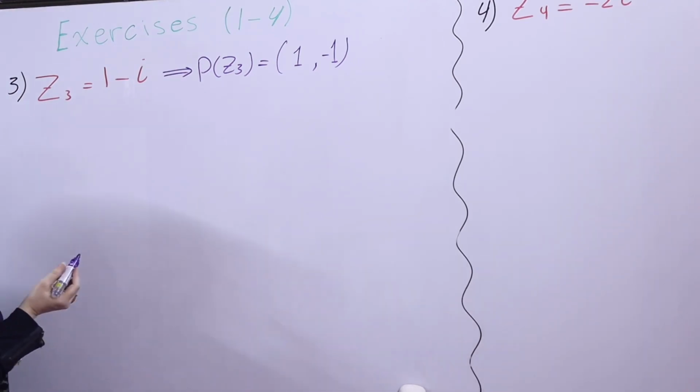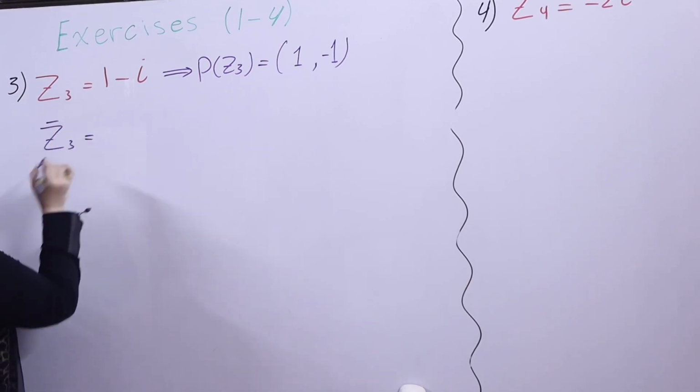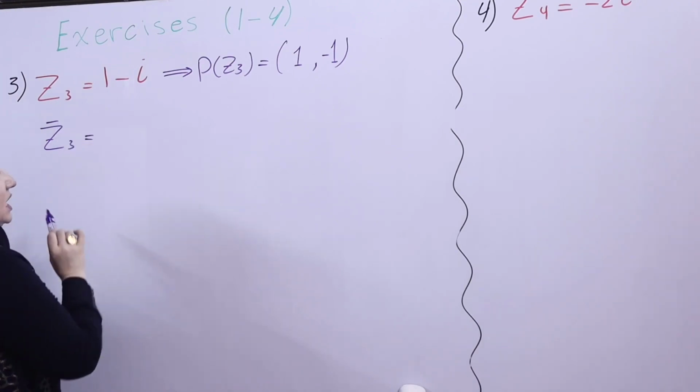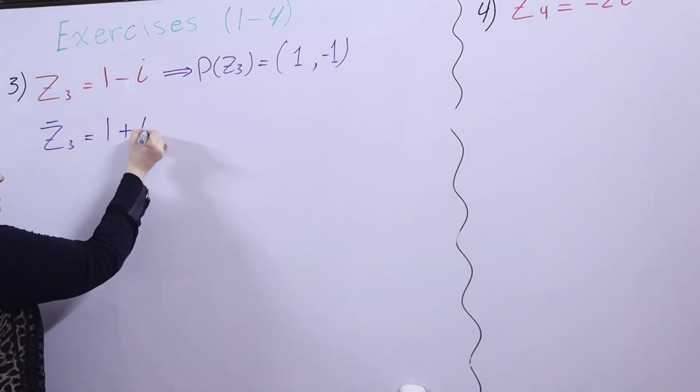And now we want to find the conjugate of Z3, which will be, we change only the sign of the imaginary part, and it will be 1 plus i.